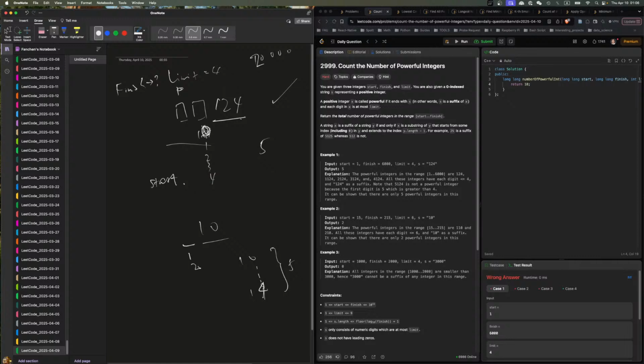Because if we loop through this, we have the smallest when it's 0, and the biggest when it's the limit. In this case, the smallest is 124 and the biggest is 124. So we will check to see where the start and finish go.